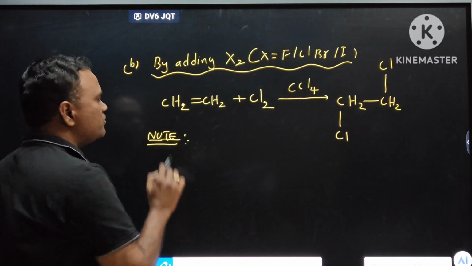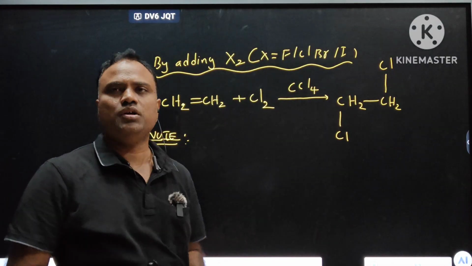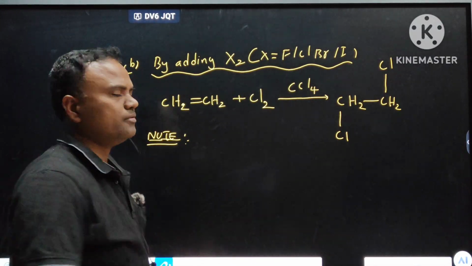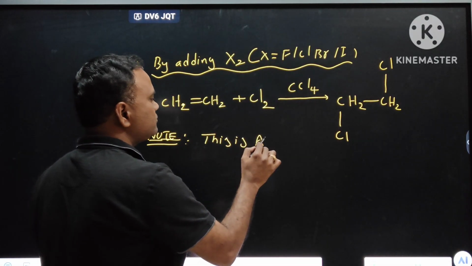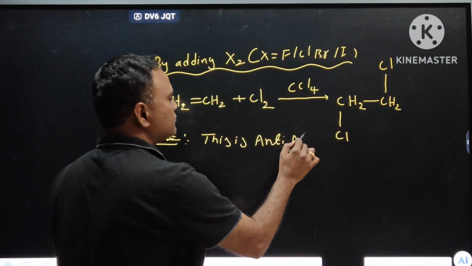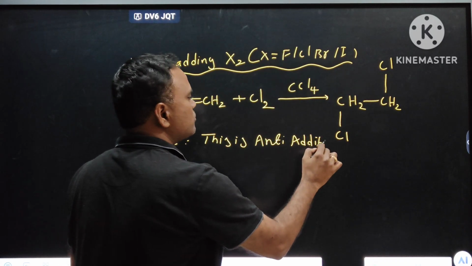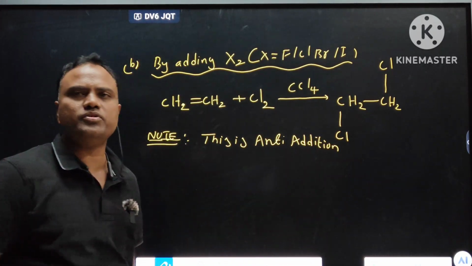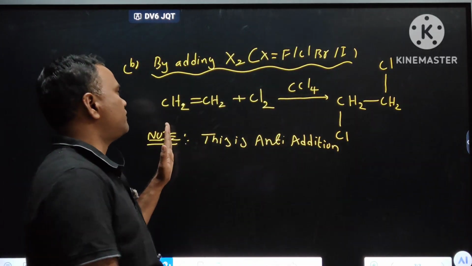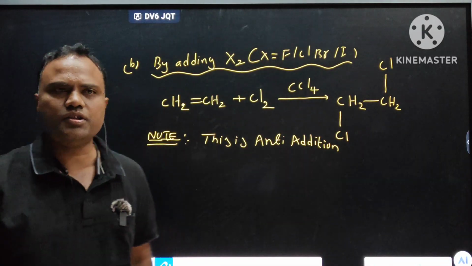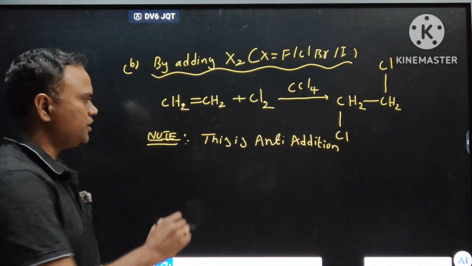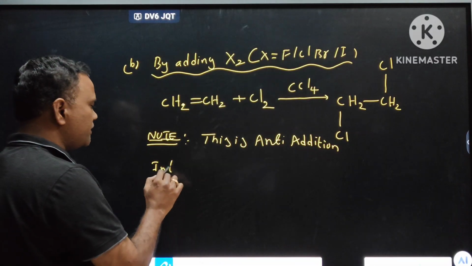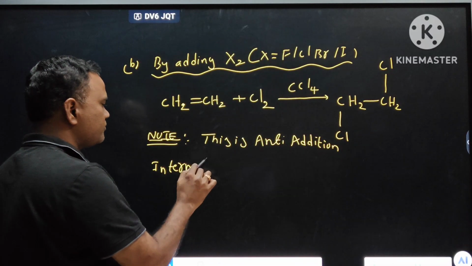Addition of halogen, halogen meaning X2, is anti-addition. This is anti-addition. Anti-addition means two chlorine atoms will be added from opposite phases. One is the bottom phase, one is the top phase. Anti-addition. And I will give you one important point: the intermediate involved in this. Very important. Intermediate.